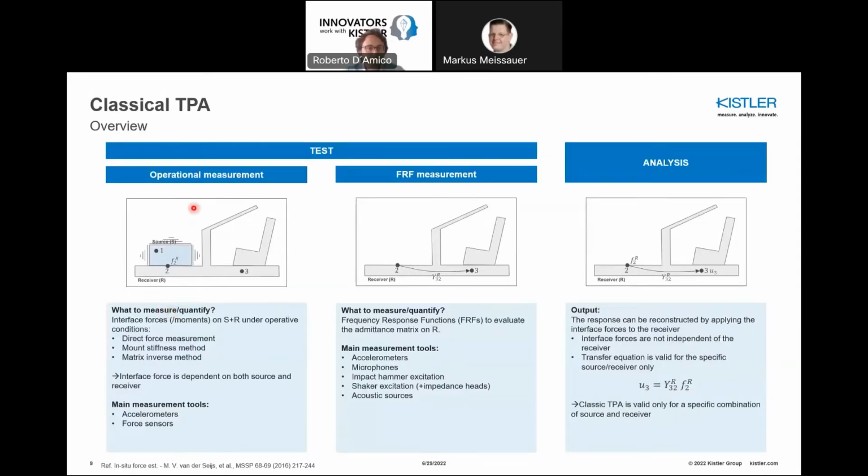Let's jump into classical TPA. Now, as I mentioned, we have a testing phase and an analysis phase. The testing phase usually has two subphases. We have operational measurement and FRF measurements.